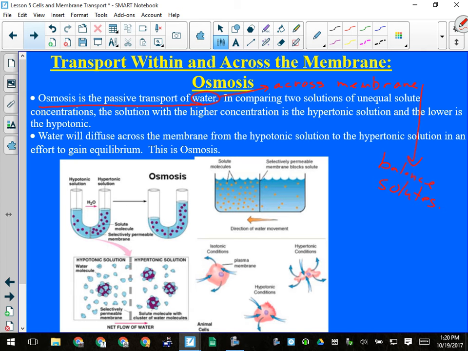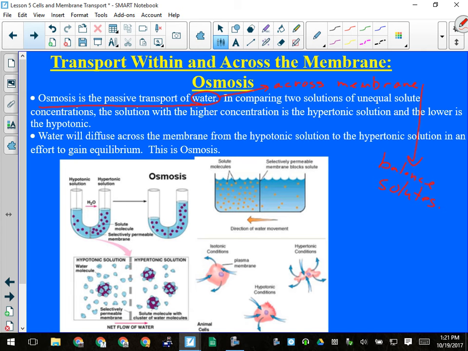Okay, and remember, this is not a process that your cells have any control over. It's just going to happen. So if I took a cell and put it in what are called hypertonic conditions, that is, I put it in a really concentrated solution of some kind of salt, it's going to shrivel up, just like a slug would if you poured salt on the slug. It'll shrivel up because all the water is going to come out of it to try and balance the salt.